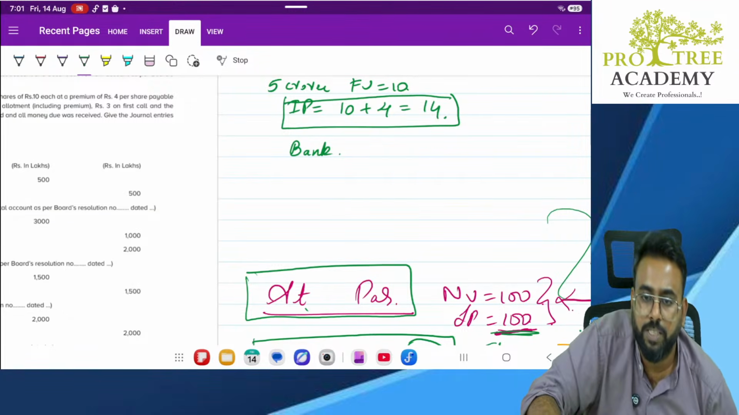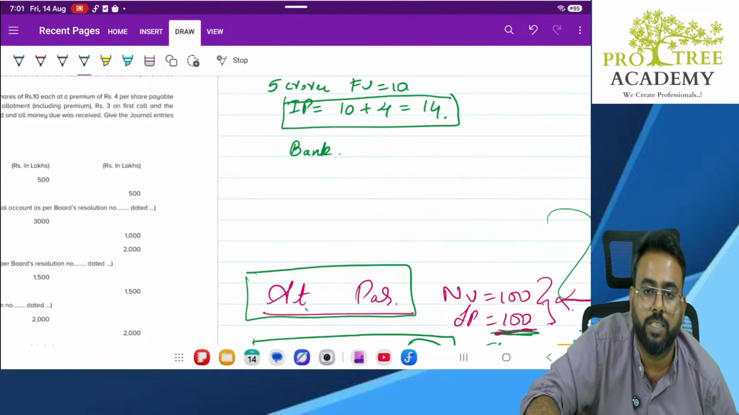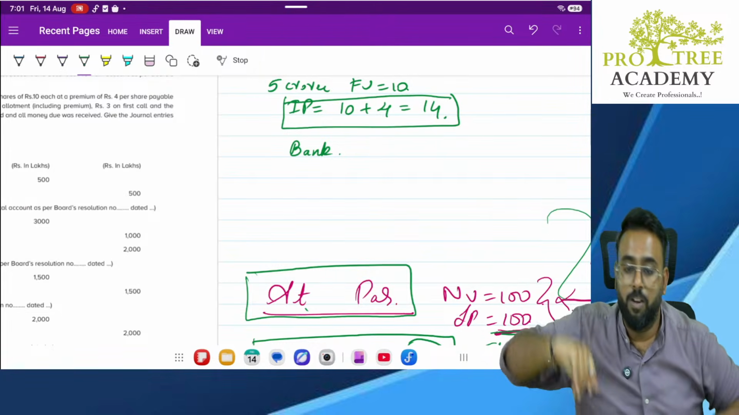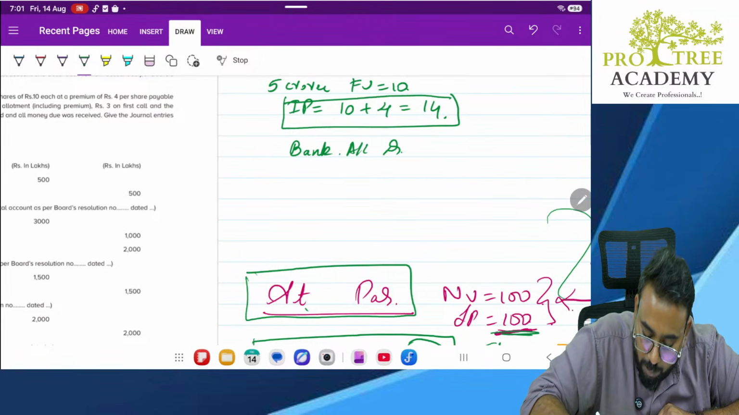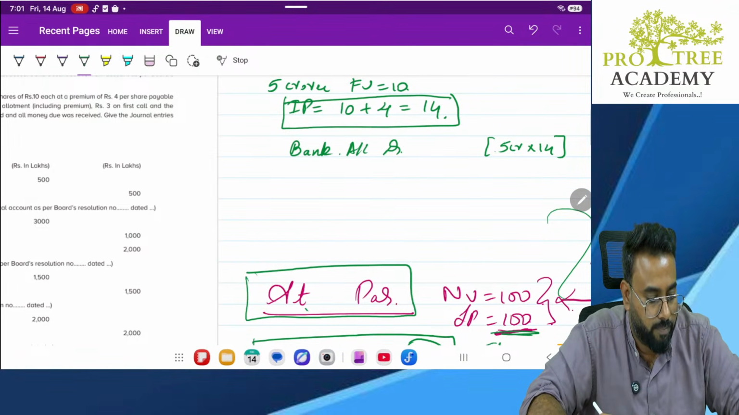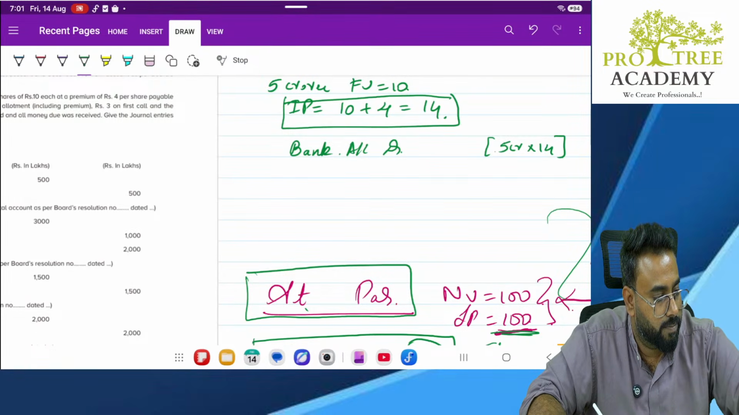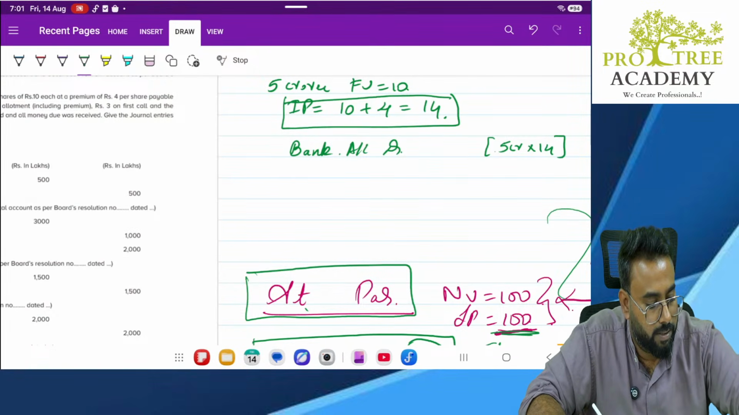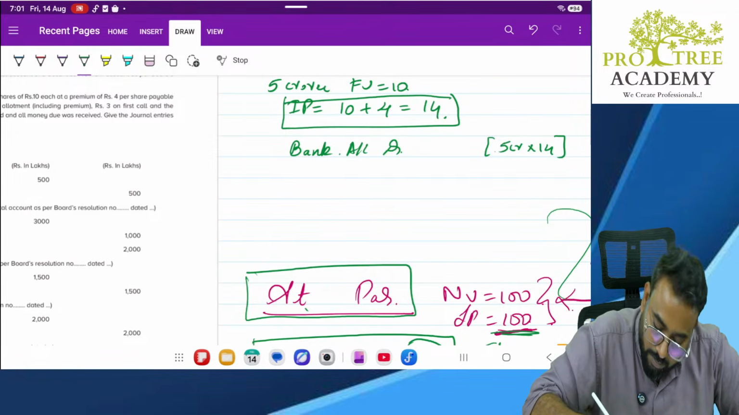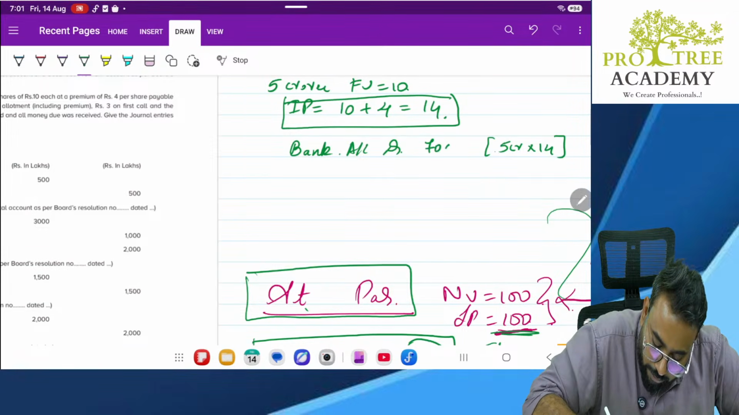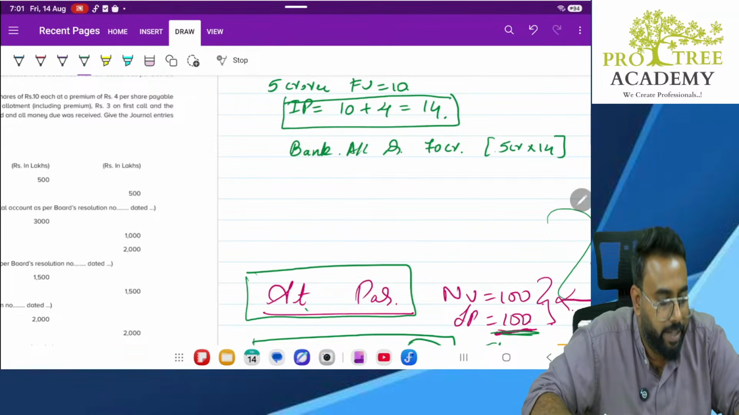Correct? Sir, is premium received only on application? No, premium is also received, and your face value is also received. So what will we do? Bank account debit. How much is the money which we are receiving? Sir, 5 crore shares into 14 rupees each. Can you calculate? 5 into 14, 70 crores.